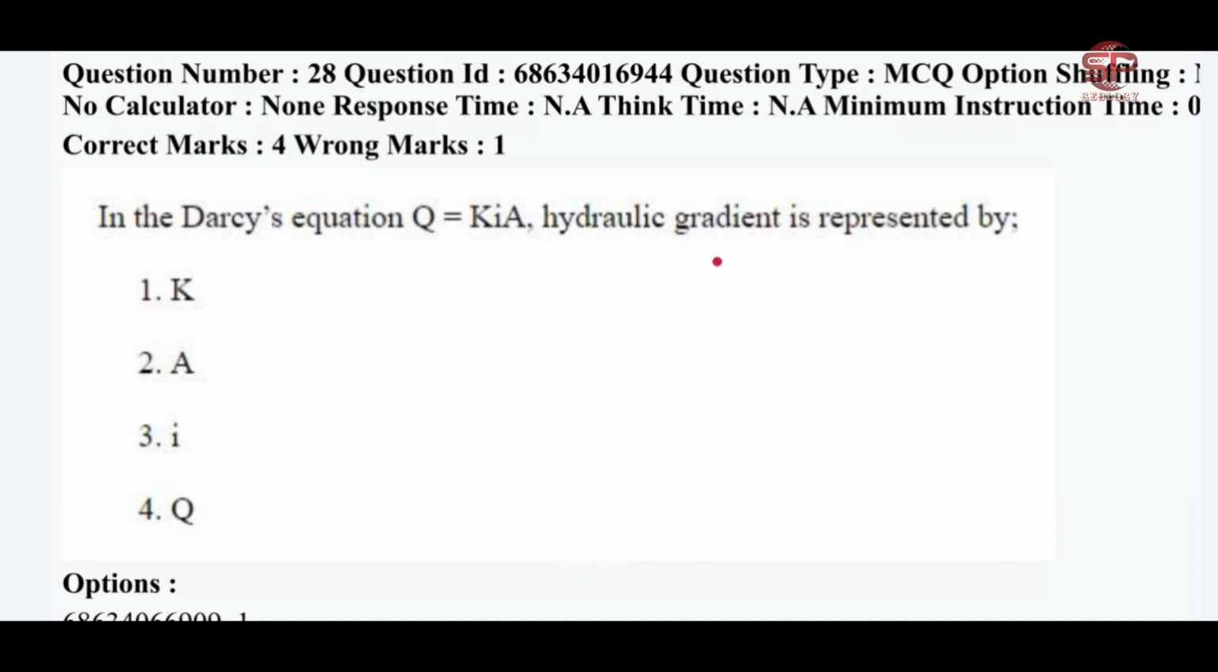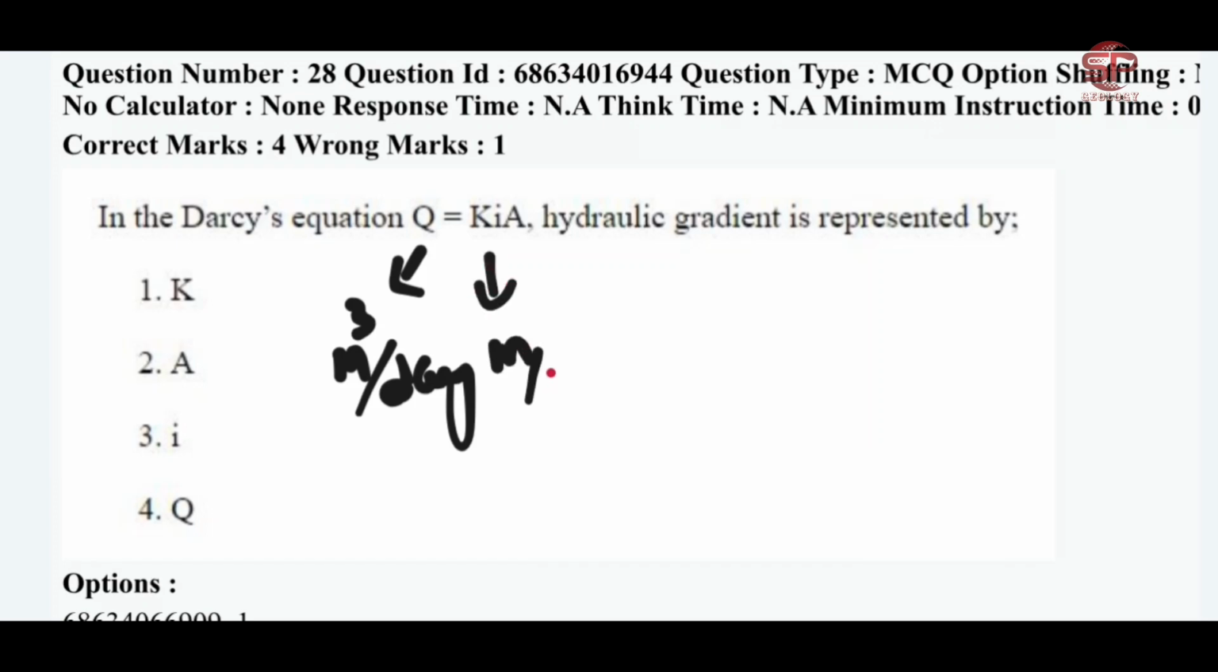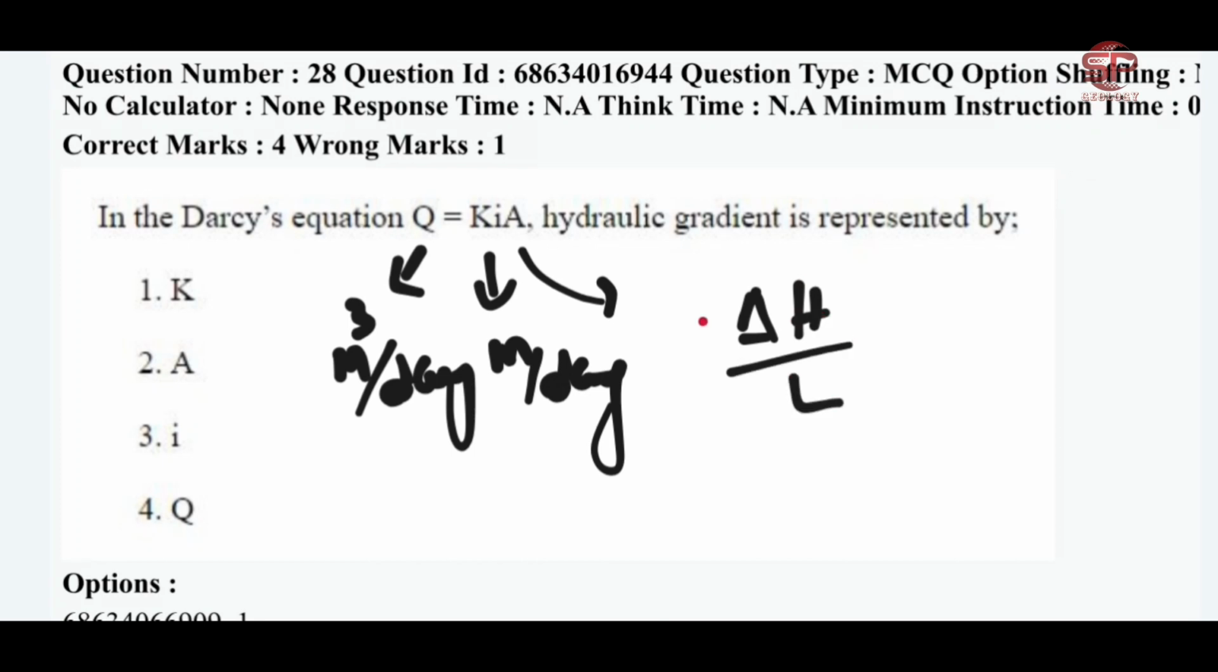In the Darcy equation, hydraulic conductivity is represented by which symbol? In the Darcy equation, Q is the discharge, in meter cube per day. K is the hydraulic conductivity, in meter per day. I is the hydraulic gradient, so del H by L, the change in height by the distance in the aquifer. Then A is the cross-sectional area of the aquifer. So the answer will be K.